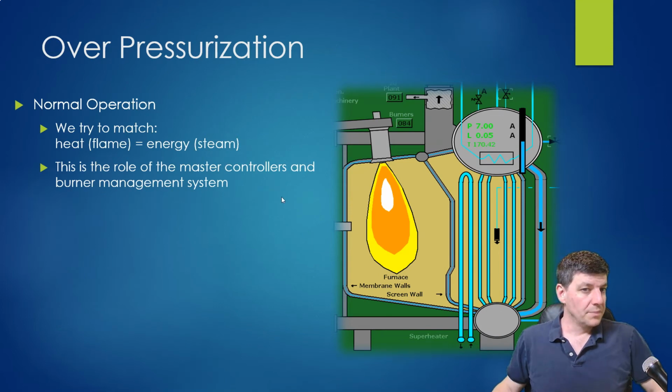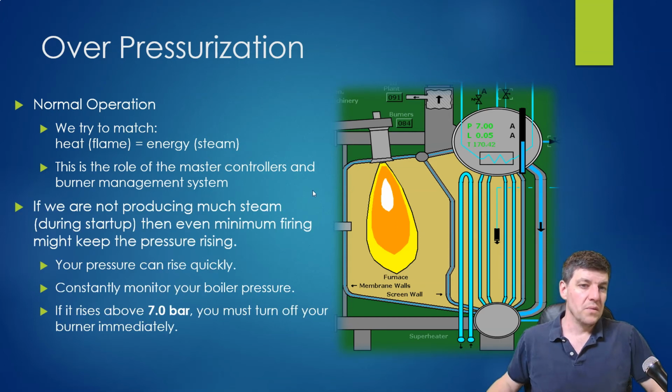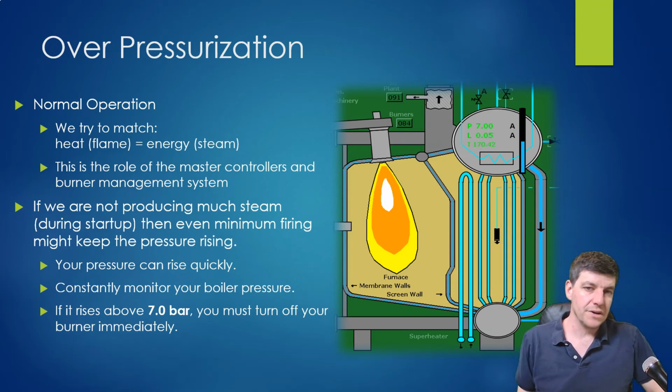So during normal operation, we try to match these things, and we have controllers that do that for us. So we work at getting the master controller and the burner management system running in this scenario, and they are in charge of trying to balance the pressure in the boiler and keep it within a normal operating range. But when we're not producing much steam during startup, all of the energy that we put into the boiler goes to raising the pressure. And once we've got to the boiling point, your pressure can rise quite quickly.